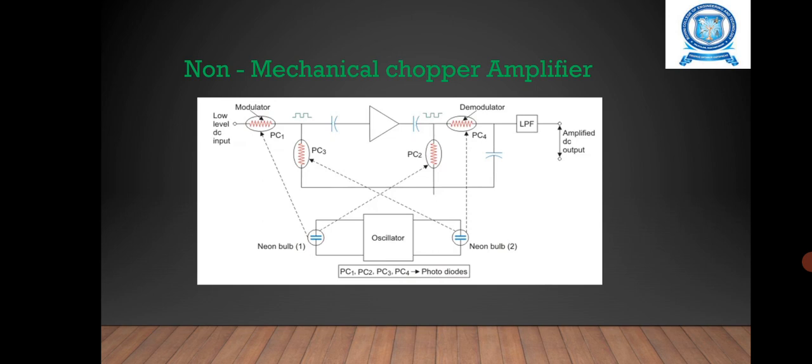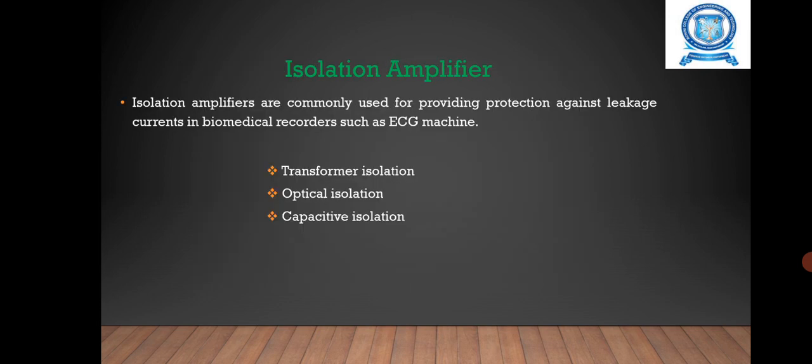Non-mechanical chopper amplifier. It consists of a photodiode. It is also used for the modulation and demodulation process. For example, when there is no light on the photoconductor, what will happen? The resistance is very high and there is no current flow through it, as it is in reverse bias. It also acts as a switch, on or off, by means of incident light.